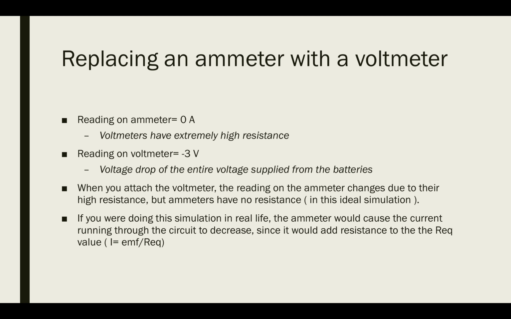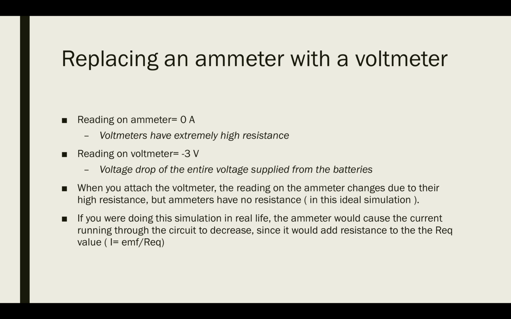The potential difference of the voltmeter is -3, since the loop rule is still the rule to use. The voltmeter has extremely high resistance, so the voltage drop across the voltmeter is all of the voltage gained from the batteries. The reason that the ammeter does not affect the circuit is that it has 0 resistance. In real life, it probably has a small amount of resistance, so it may alter the circuit a bit.